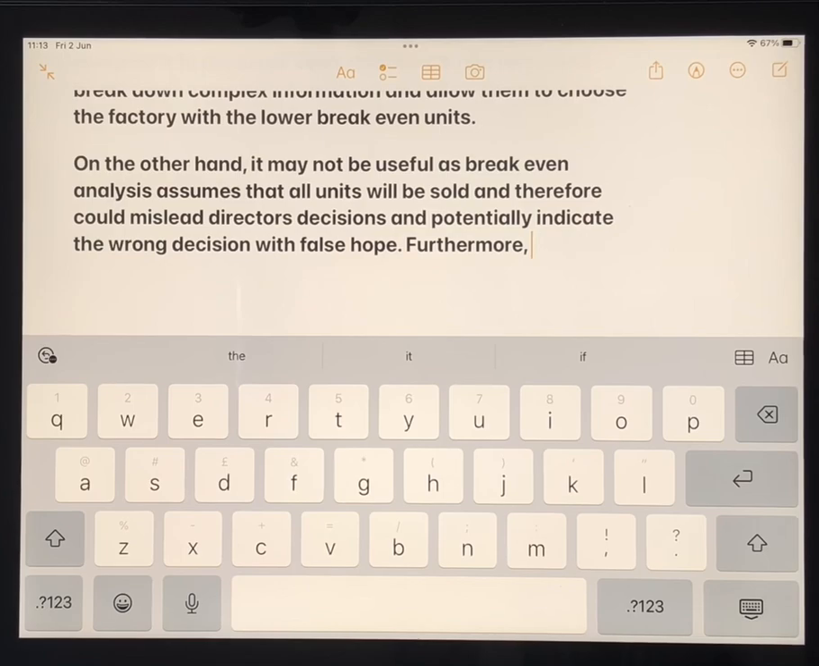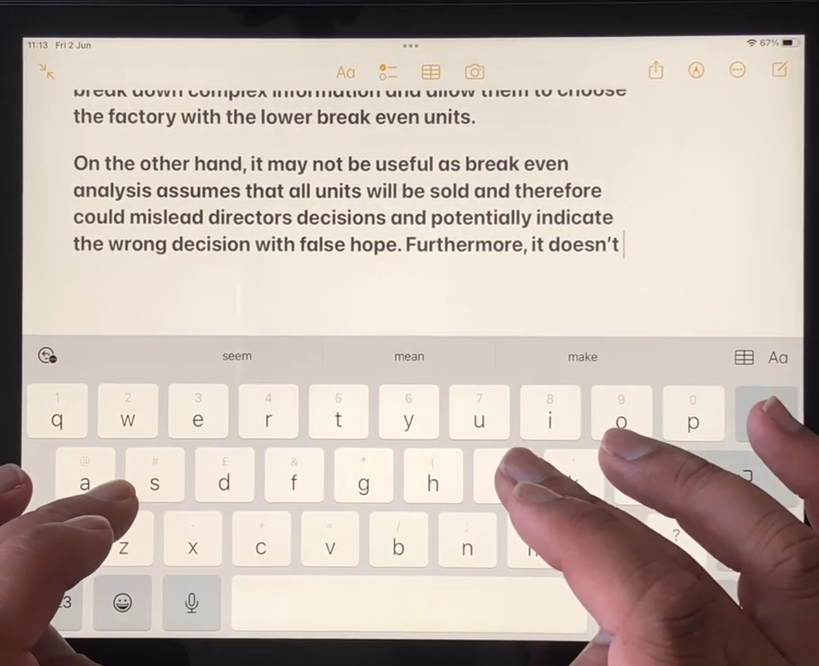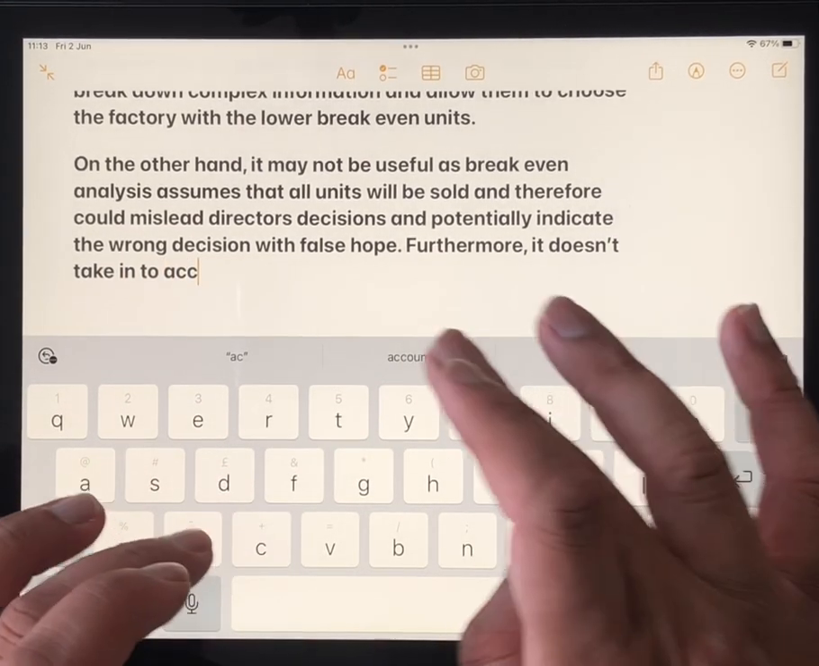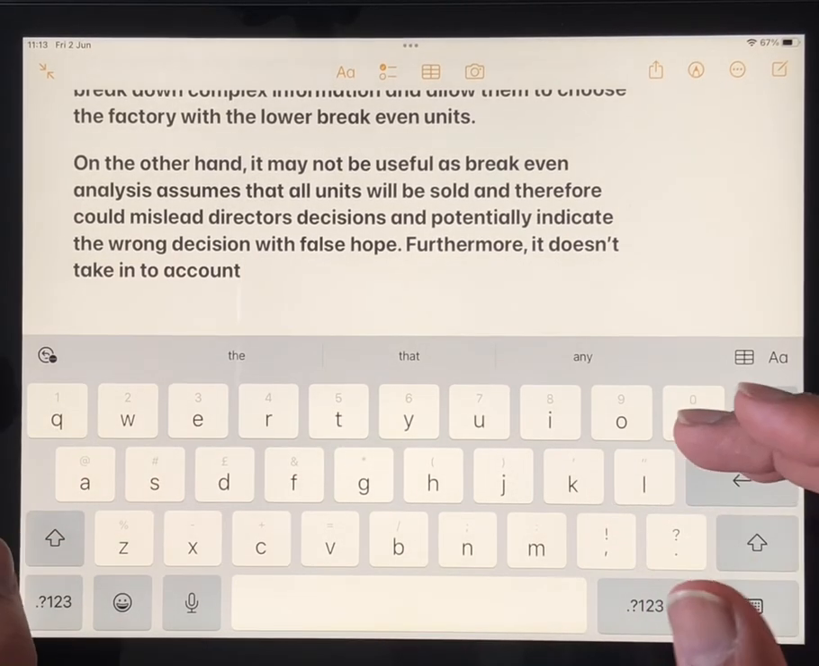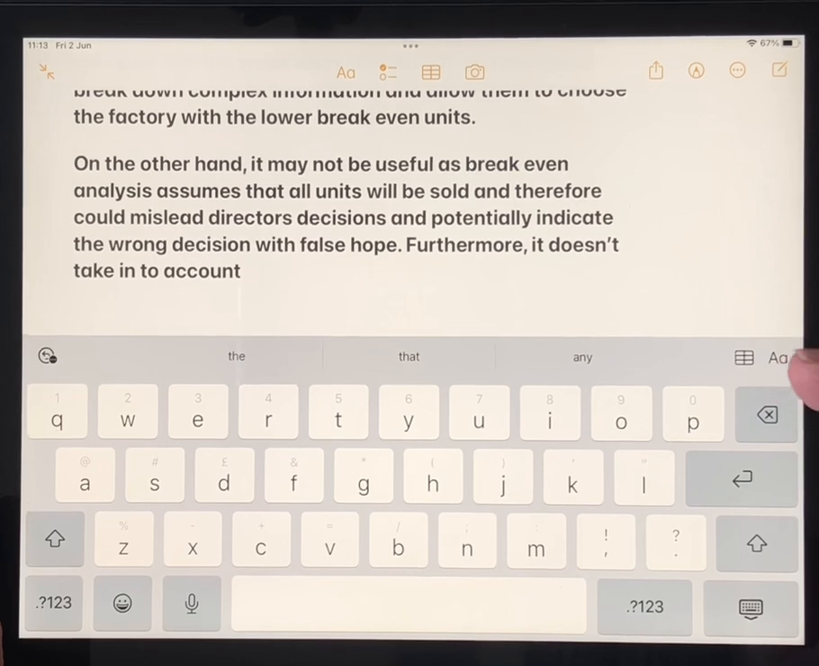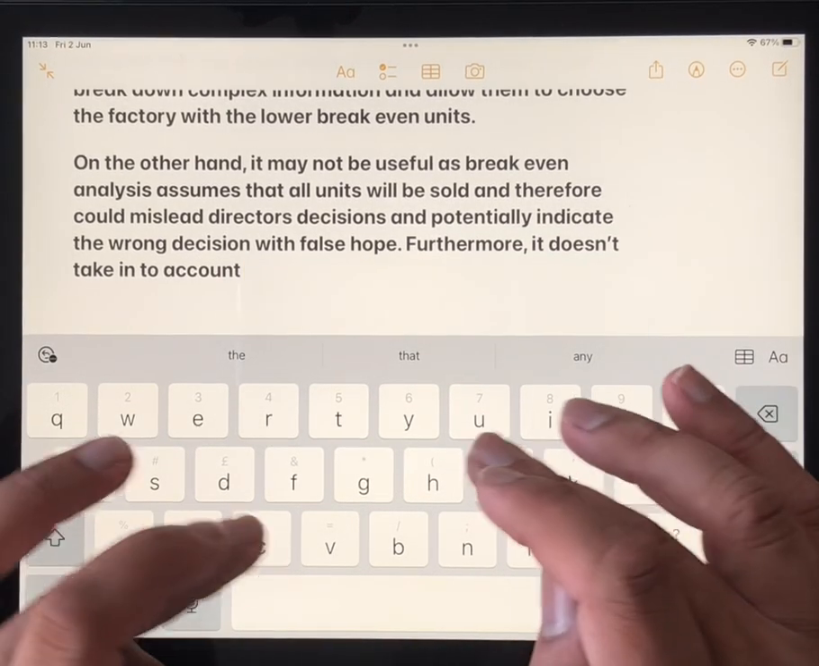Okay, it doesn't take into account, obviously break-even focuses on financial data. It doesn't consider what we would call qualitative data. It considers quantitative data, okay? But it also doesn't take into account changes.